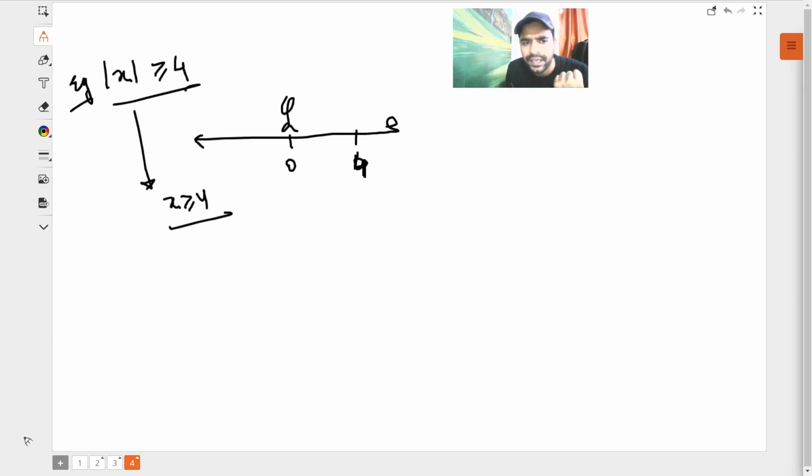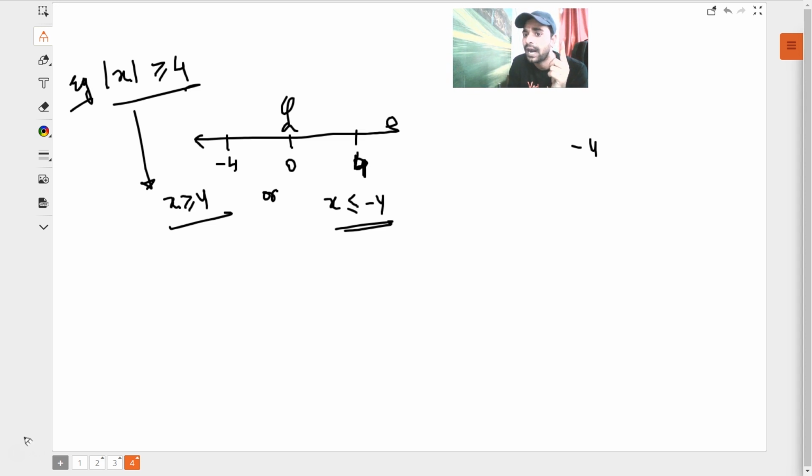But if I'm walking towards left 4 units and more, what will I be getting? My distance, my x, will be what, guys? In this case, my x will be lesser than or equal to -4. I'll tell you guys, -4 is lesser than -3.